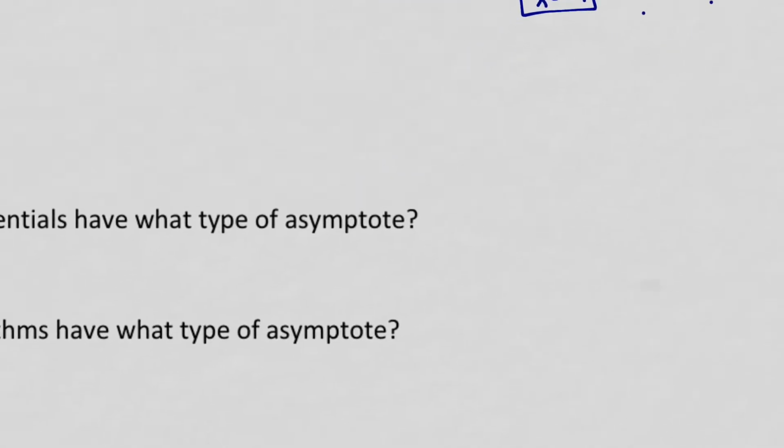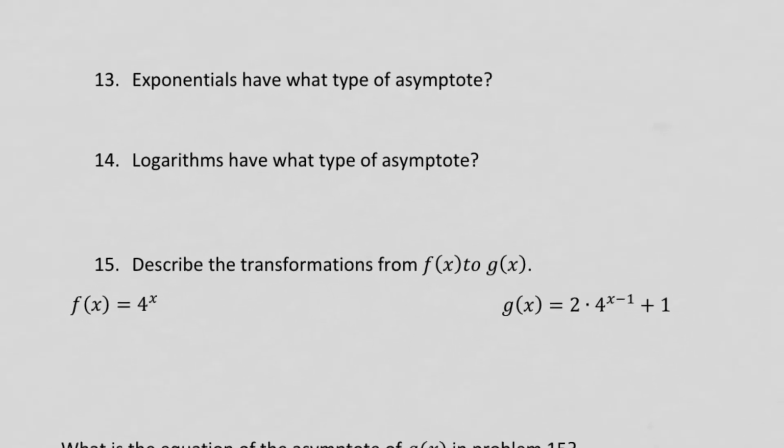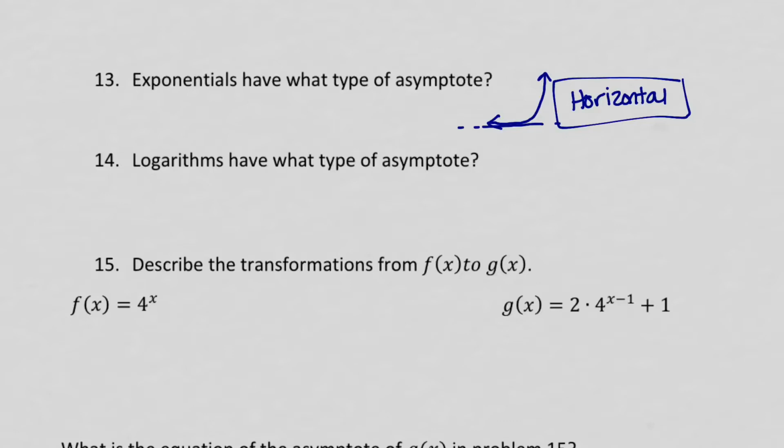All right, now, coming down to number 13, exponentials have what type of asymptote? Now remember, on the first page, I showed you some pictures where I drew the exponential graphs. They kind of look like that, where they flatten out at the x-axis if it's a parent function. So its asymptote is going from left to right. It is horizontal. It has a horizontal asymptote. Logarithms look like this, where they have an asymptote at the y-axis, going vertical. So they have a vertical asymptote.